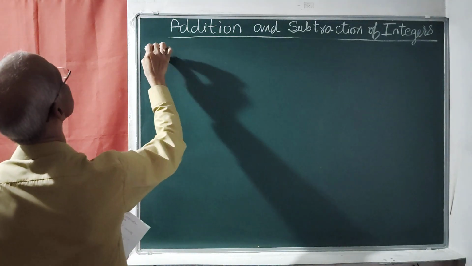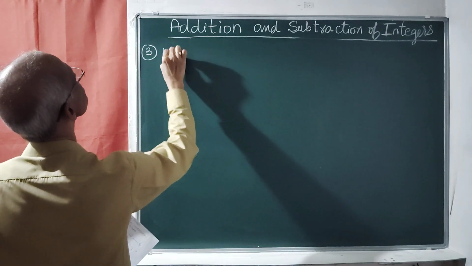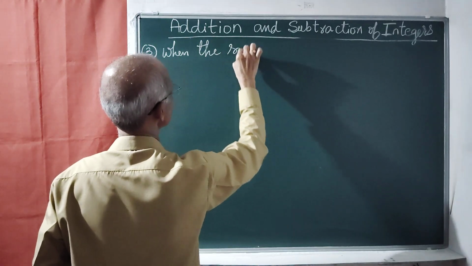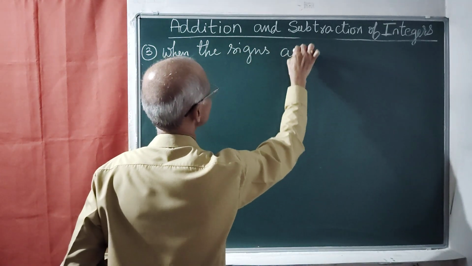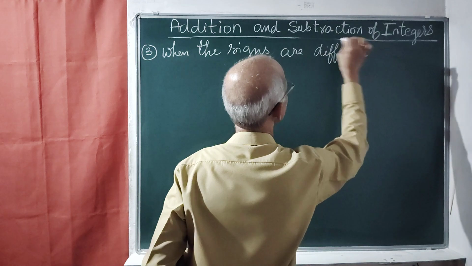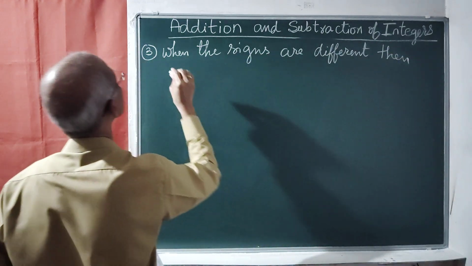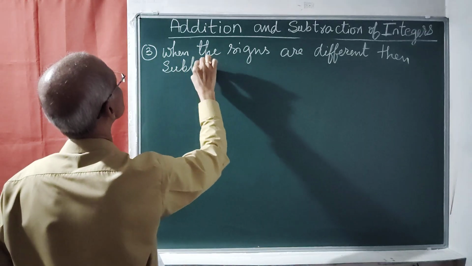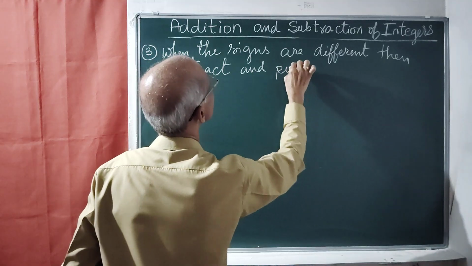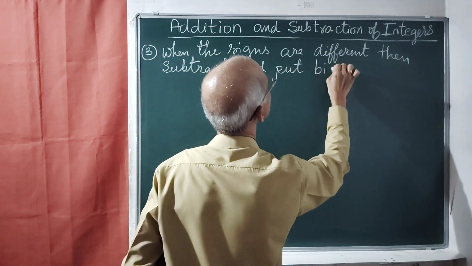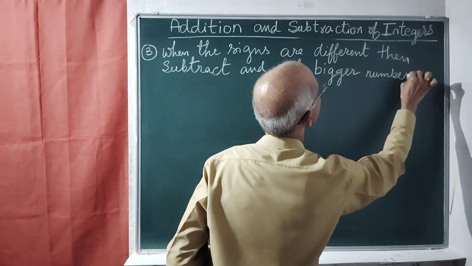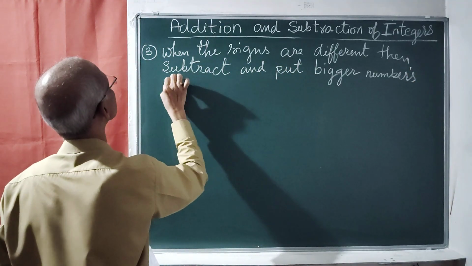Now we'll see the third case. In the third case, when the signs are different, then subtract and put the bigger number's sign.